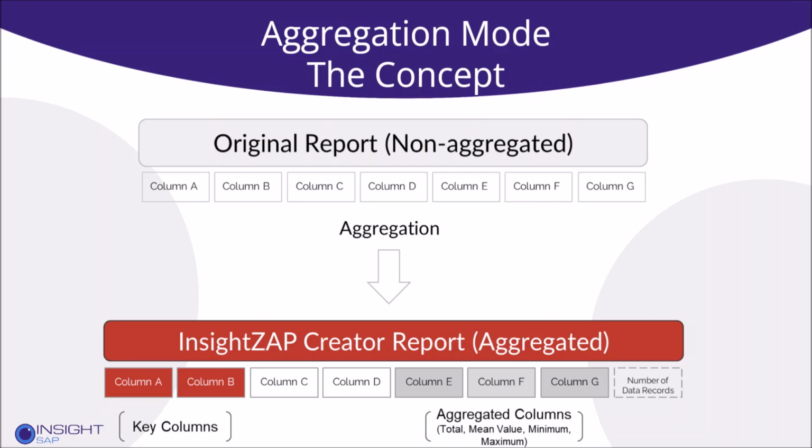In our case, VA05N is an amazing sales and distribution report. But the records, the sales orders, prevent us from seeing the information we are interested in, which is the customer, the sold to party. So the aggregation mode allows us to change the granularity of the report by setting up keys. In this case, column A and column B were defined as keys, and as soon as we do that, Inside will aggregate all the records with the same key into a single record.